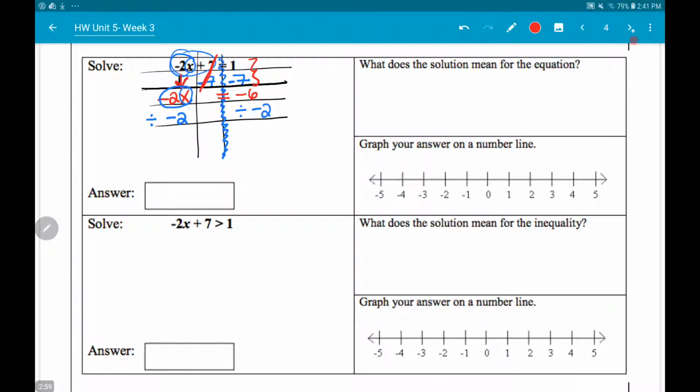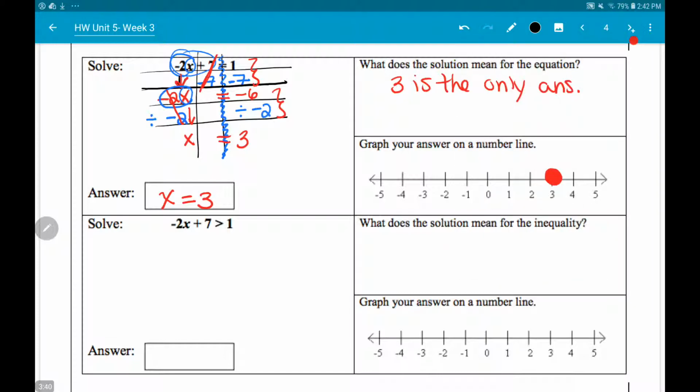All right, so I bring down my x. The negative 2 and the negative 2 cancel. And I'm going to solve what's on the right. So negative 6 divided by negative 2 is a positive 3. So my answer is x equals 3. So what does that mean? It means 3 is the only answer possible. And when I graph it, remember it is solid or closed, and there's no shading for an equal sign, just like we did on Thursday's video with the graph. Equal sign means no shading.